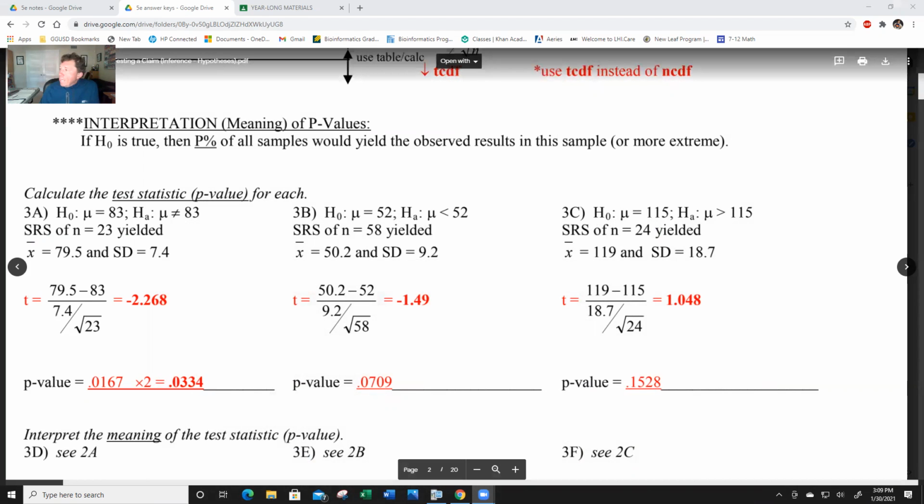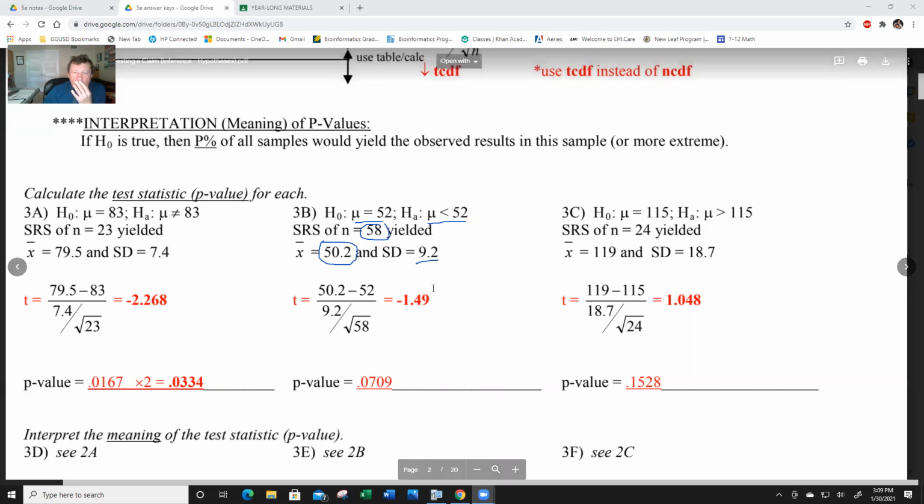All right, let's go to B. I'll try to go nice and slow on B here as well. Okay, show you the big picture of this. H0, mu is 52. This is one-sided. We think it's actually less than 52. And a sample of 58 yielded an X bar of 50.2. That's not too much less, so we might not have evidence. And a standard deviation of 9.2. Okay. So what I'm going to do is draw this out. I have to remember those pertinent numbers. Let's see here, 52.